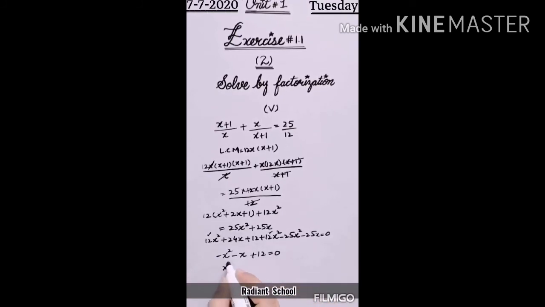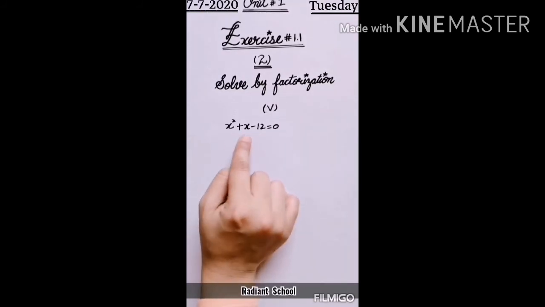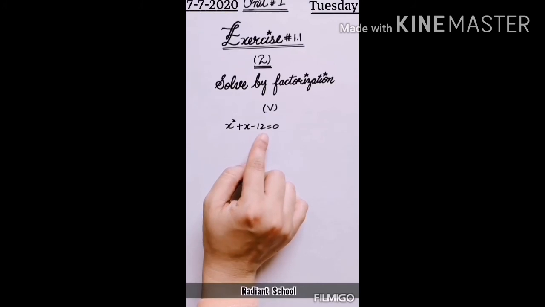Minus we will take common: x square plus x minus 12 is equal to 0. Minus, when we divide 0 by it, it will vanish. Now we have this as the final equation. Okay students, now you can see we have simplified the given expression into the form of a standard quadratic equation. We have written the x square term, then the x term, and then the constant.